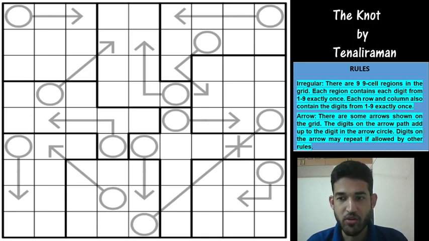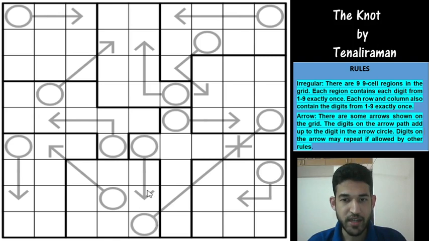And now let us move on to the rules. Irregular rules apply. Each row, each column and each of the irregular shaped regions must contain the digits 1 to 9. So of course you have some 3x3 boxes like in a classic grid. Each of these 9 cell shaped regions will also contain digits from 1 to 9. Those are the irregular rules, and then arrow rules apply.